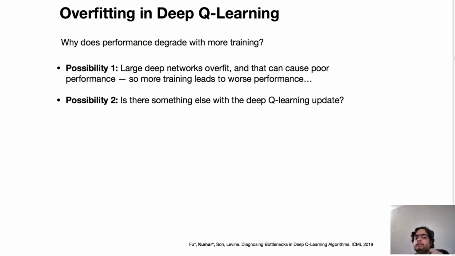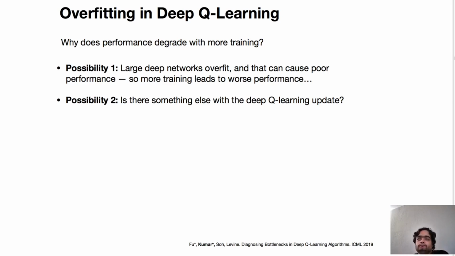So in a sense, what could be happening is there could be something else with the deep Q-learning update function that might be making more training be less effective. So when you're training more on the same data, you might end up being less effective due to some other reason in this scenario. So these two possibilities, which of them is actually true?